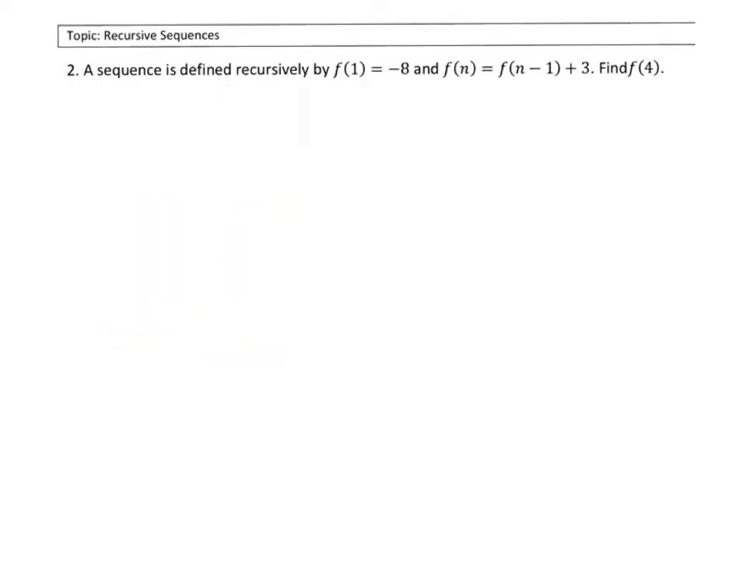Okay, number 2 is on recursive sequences. Number 2 says a sequence is defined recursively by, and remember, recursive sequences have to give us two things. They have to give us the first term, f of 1 equals -8, and they have to give us the rule to find the next term. And that's what this says: f of n is equal to f of n minus 1 plus 3. This is like saying to find the next term, I have to take the previous term and add 3.